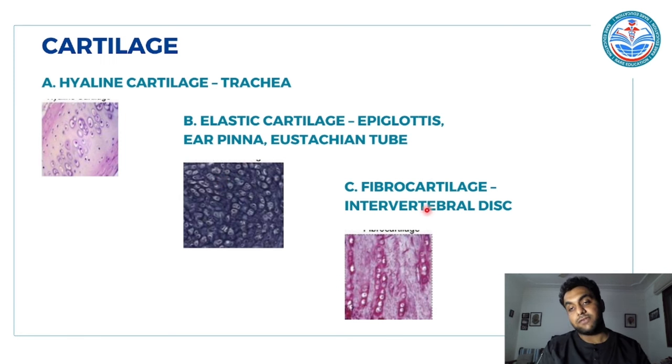And look at this one, fibrocartilage. Intervertebral disc is the location. And look at this, there are different fibers that you can see. Can you see that fiber? And then you can see the cells. So fibrocartilage is present in the intervertebral disc, so it is the most sturdy. Elastic cartilage is elastic and hyaline cartilage is a clear one.